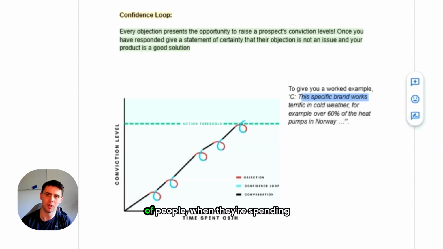Because I think sometimes with a lot of people, when they're spending that 5, 10, 15,000, they just want to be told in kind of complete certainty that it's a good decision. Having that confidence loop at the end of your response is only going to raise that conviction level and make them feel a little bit more secure in the decision moving forward.